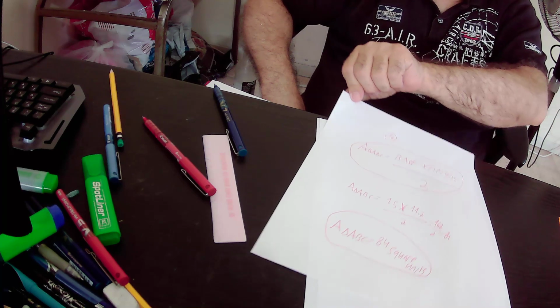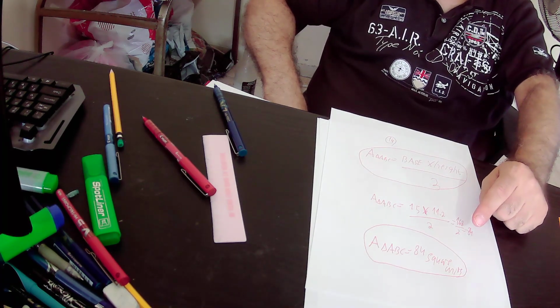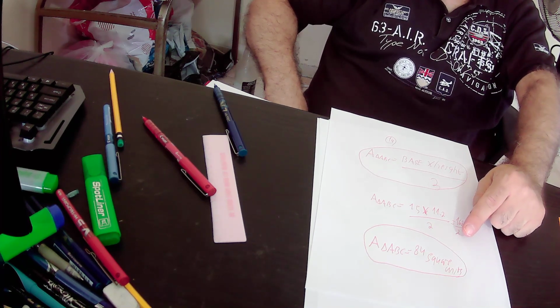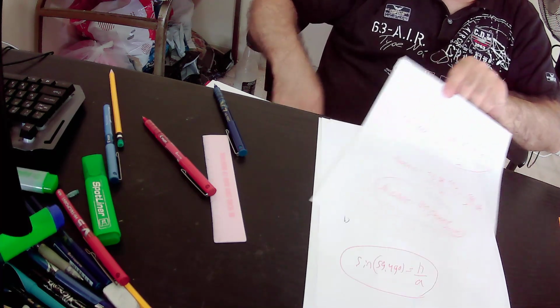And again, we found out in the second way that the area of triangle ABC equals 84 square units.